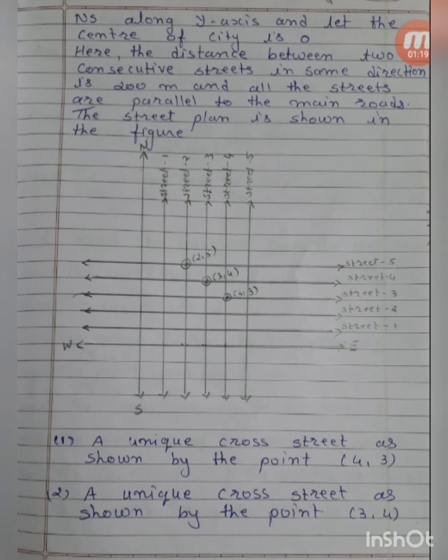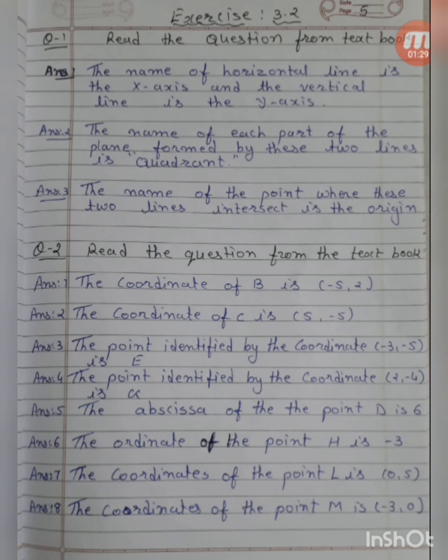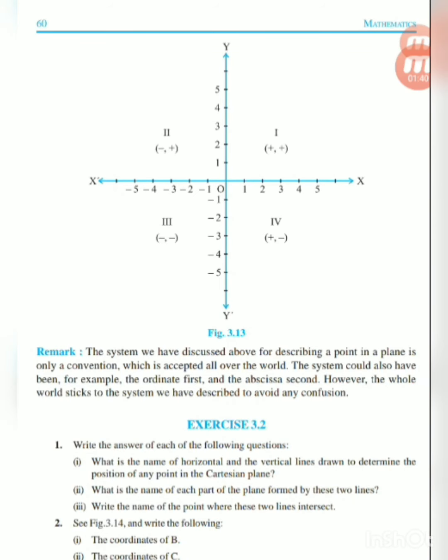Here we have completed exercise 3.1 and now we start exercise 3.2. Here exercise 3.2, question number 1. We have to read the question from the textbook. Question number 1. Write the answer of each of the following questions. I read 3 questions together.